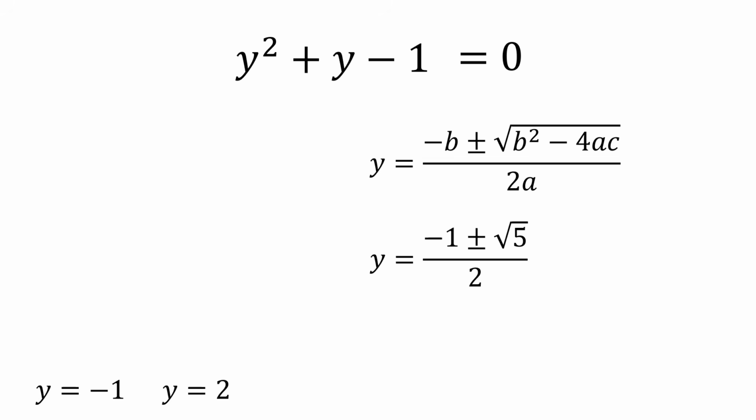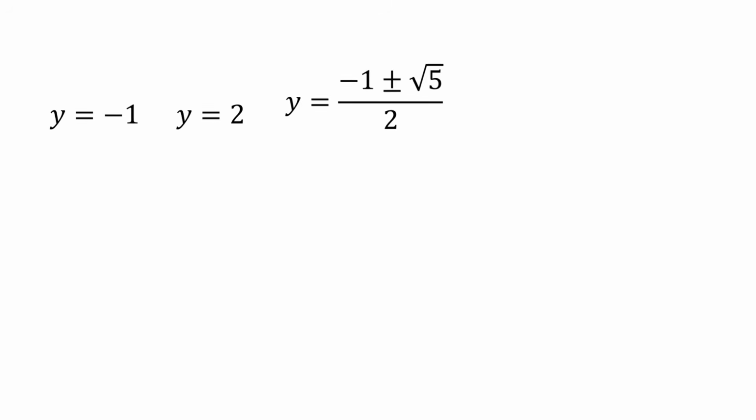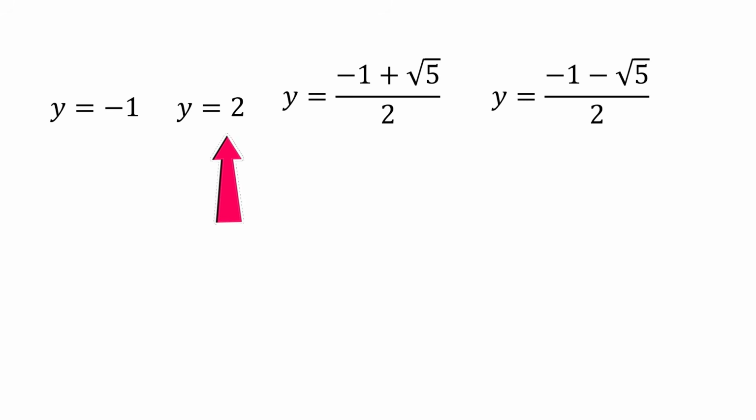Let's gather every solution we've found. They are -1, 2, (-1 plus the square root of 5) all divided by 2, and (-1 minus the square root of 5) all divided by 2.